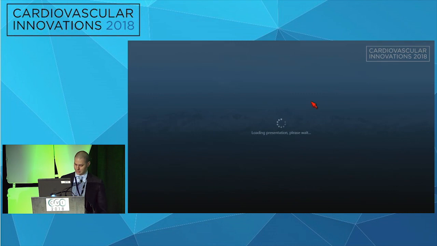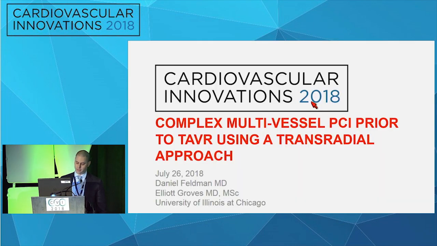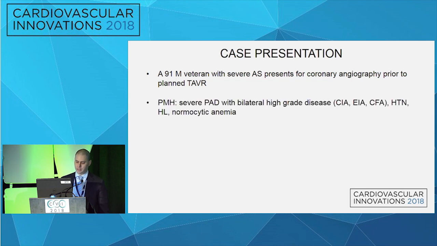So I'll be presenting a case today from my interventional fellowship last year at the University of Illinois, Chicago. This is a case of a 91-year-old gentleman from our VA who had severe AS, coming to us for his diagnostic coronary angiogram prior to his planned TAVR. His history was notable for severe peripheral vascular disease in his bilateral lower extremities. Actually, it precluded transfemoral TAVR, so the plan was for a percutaneous subclavian TAVR.